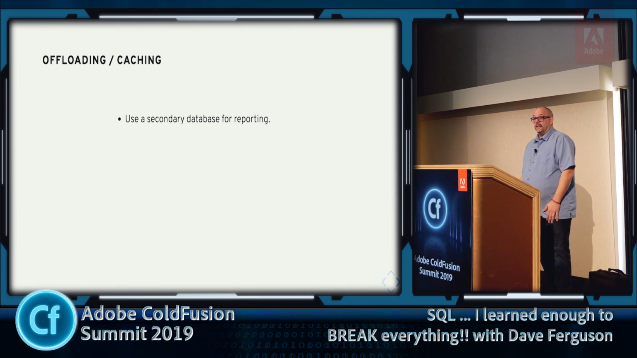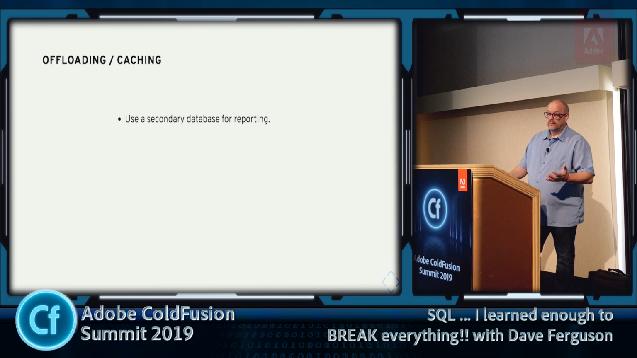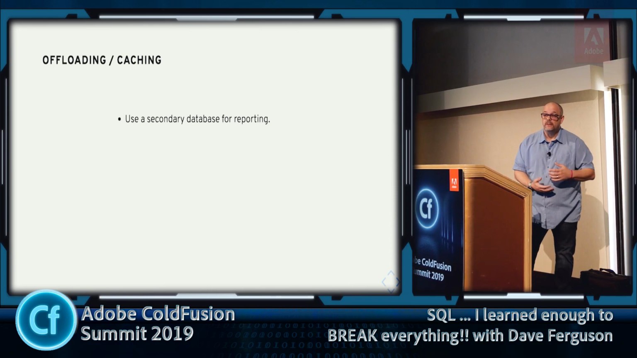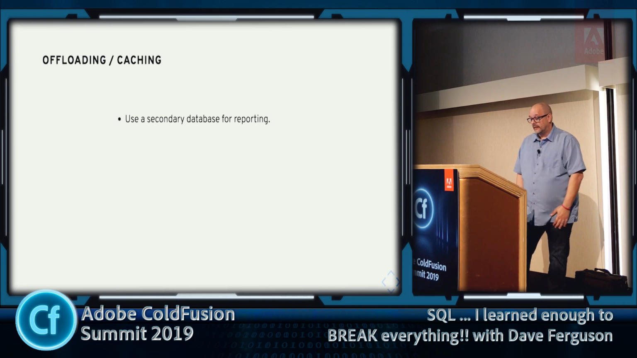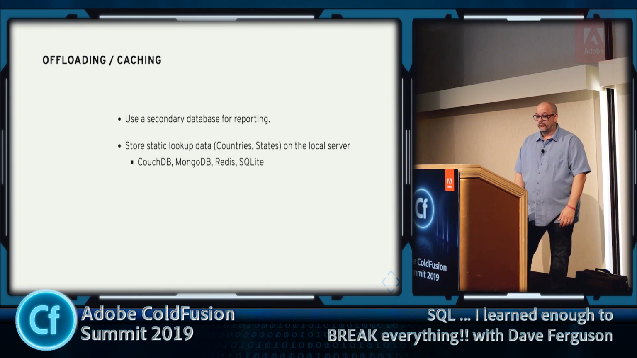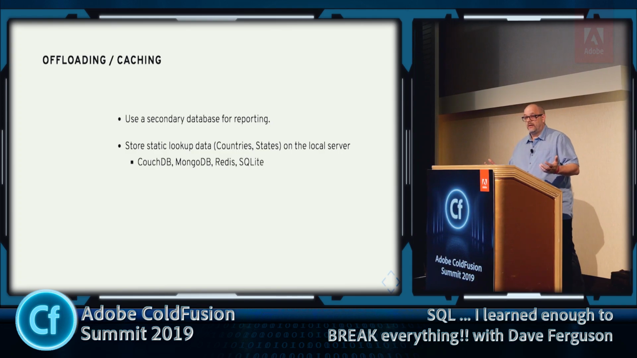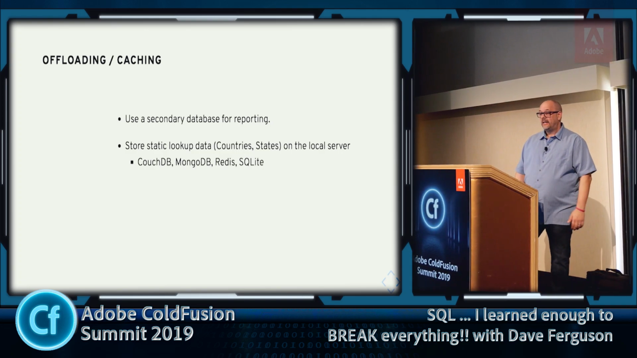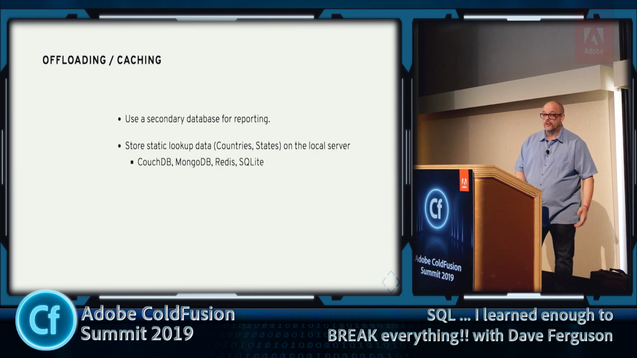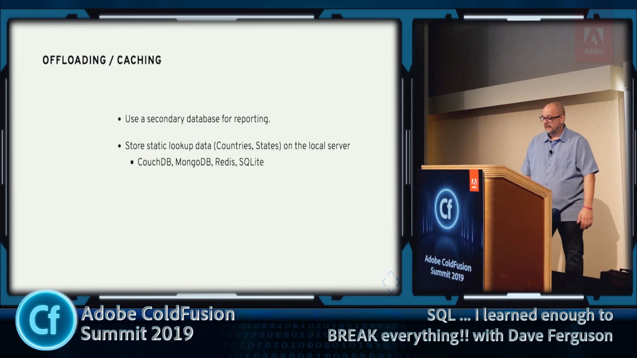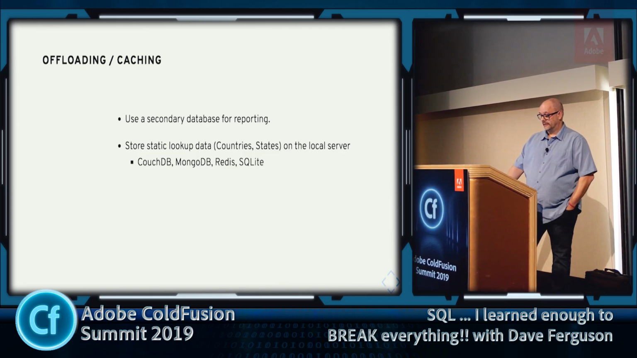Store static lookup data, stuff that never changes, like countries, states, zip codes, data like that, local on the web server in some other database, for example SQLite, Redis, CouchDB, Mongo, something local. Because that data is never going to change. Unless this country gets another state or something, that data is really not going to change. So there's no reason to store static data in your super powerful database. Keep that static data out of there, put it somewhere else.